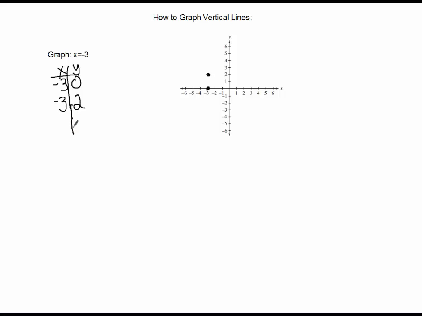And let's just do one more. -3, 1. -3, 1 would be there. And if you keep selecting values, because x is always the same, you end up with this vertical line passing through x equals -3, or by the x-axis.